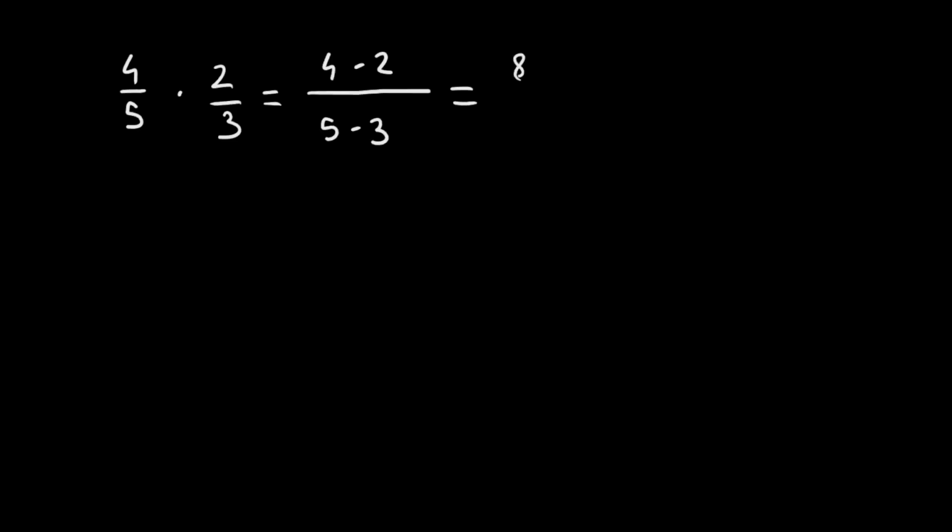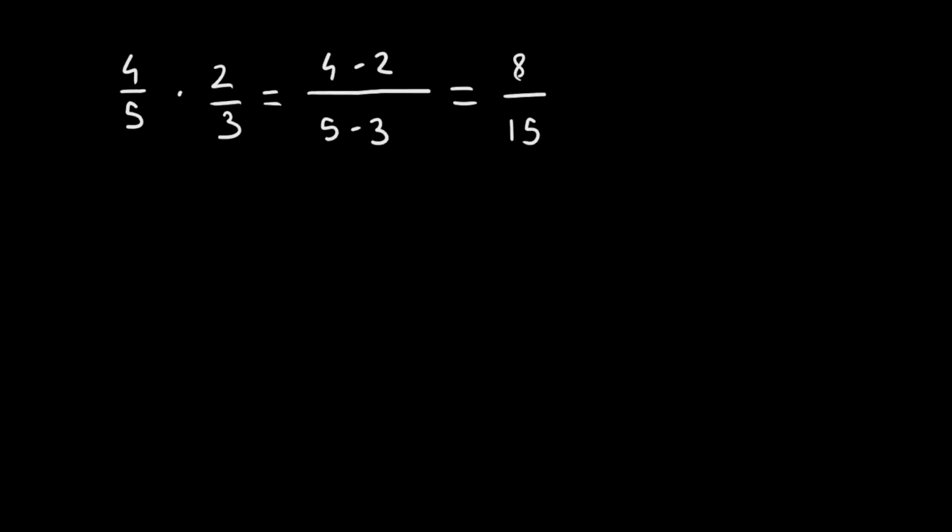Now, how would we find the multiplication between two fractions? Let's say we have 4 over 5 times 2 over 3. To find the multiplication between two fractions, we have to multiply numerator with numerator and denominator with denominator. So here we have 4 times 2, and in the denominator we have 5 times 3. 4 times 2 is 8, and 5 times 3 is 15.